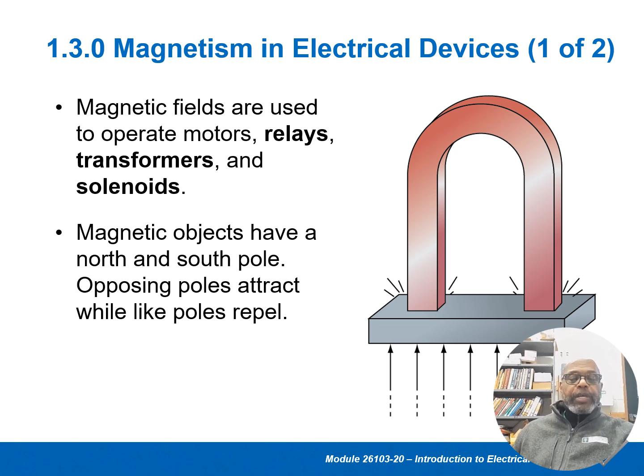it will produce a magnetic field around that wire. And it's really interesting, and we can use that magnetism to do work. In other words, inducing that energy of magnetism to be able to cause something else to move. So magnetic fields are used to operate motors, relays, transformers, and solenoids. A magnetic object has a north pole and a south pole. Opposing poles attract while like poles will repel each other, just like electricity.